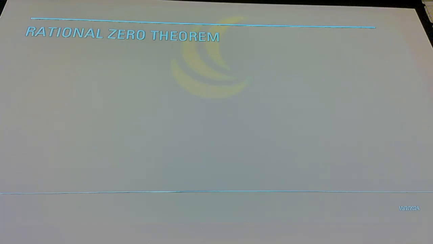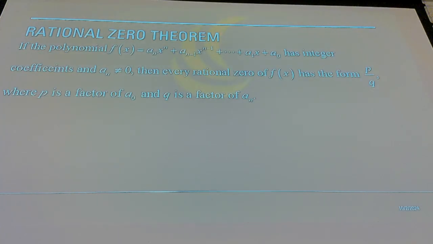The rational zero theorem, this is a really important one. You have a polynomial with integer coefficients. Every rational zero of f of x will have the form p over q, where p is a factor of your constant and q is a factor of your leading coefficients.